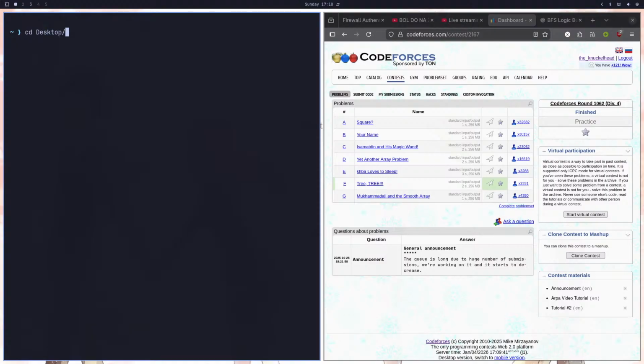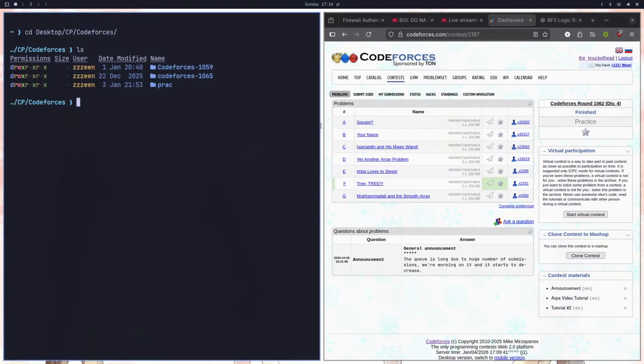Windows Shift 1, and cd desktop, cp Codeforces, mkdir Codeforces. How did we write it? ls, mkdir Codeforces 1062, cd Codeforces 1062. Okay.